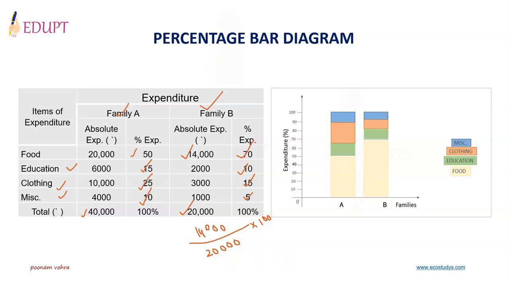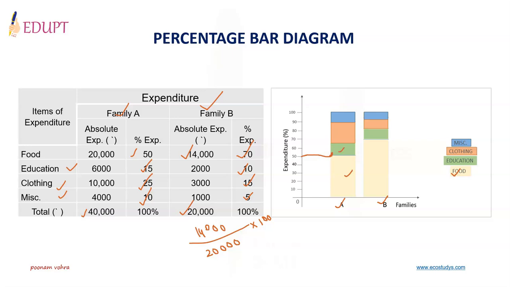Now we need to present percentage values. So we shall prepare two bars, one showing family A and the other showing family B. But one has to take care that length of both the bars will be same, as these bars represent 100%. Family A spends 50% on food. Yellow portion shows percentage spent on food. Then after that is 15% on education. So plus 15%, that makes it 65% total expenditure.